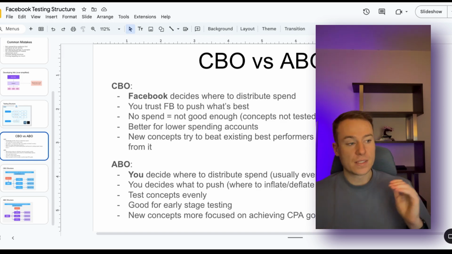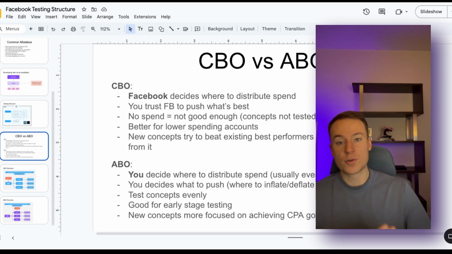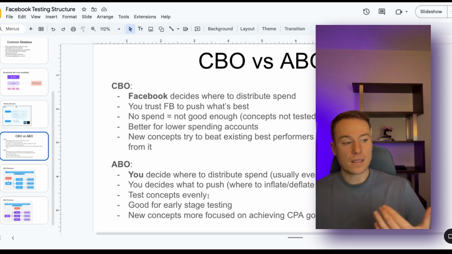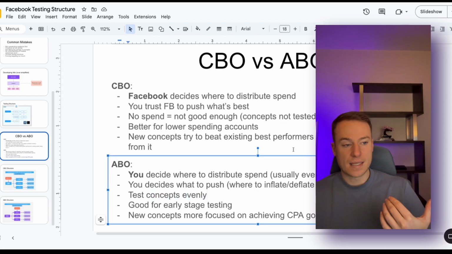Now the difference with ABO, this is where you distribute the ad spend evenly, and this is done at the ad set level. So this is where you really get to decide what to push and how much money you want to spend testing on different concepts. And if you do find what's working, you get to inflate the spend on specific ad sets, or deflate the spend, or just turn the ad set off if it's not working. And it gives you the opportunity to really test concepts evenly.